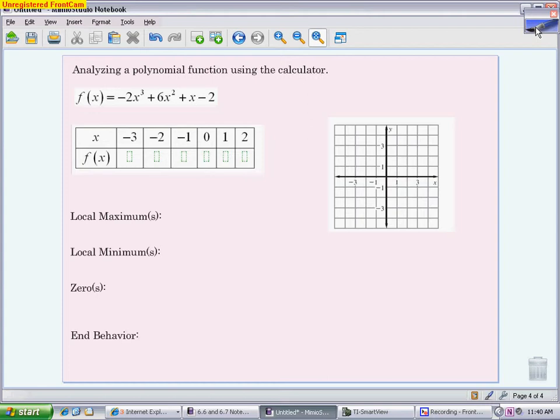So I'm just going to do one problem, but it's going to take you through a little bit of everything, and we're going to go through the calculator sequence so you're comfortable with those buttons. You get a chance to practice it before you take your test.